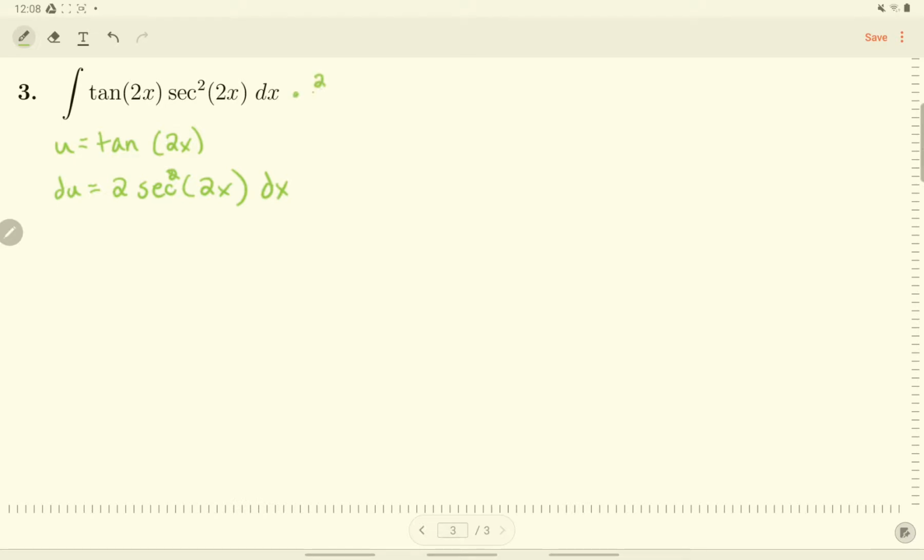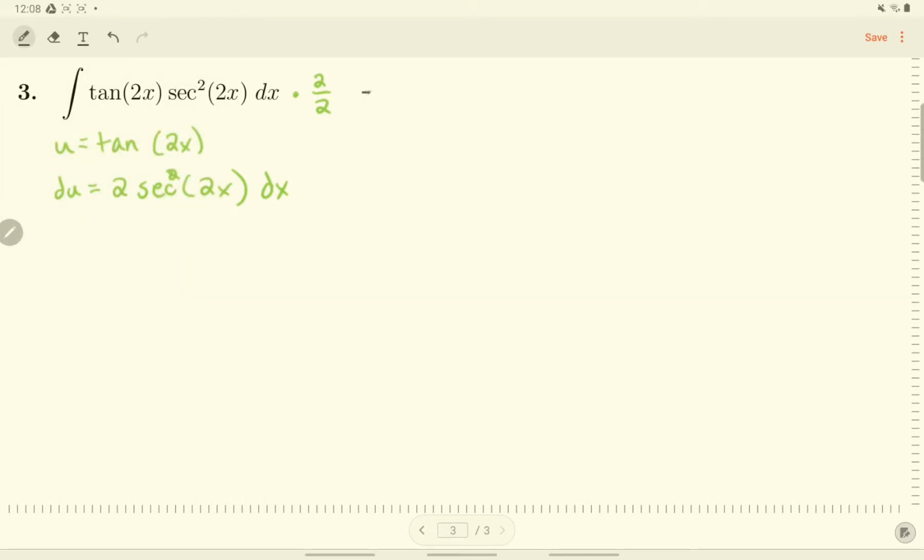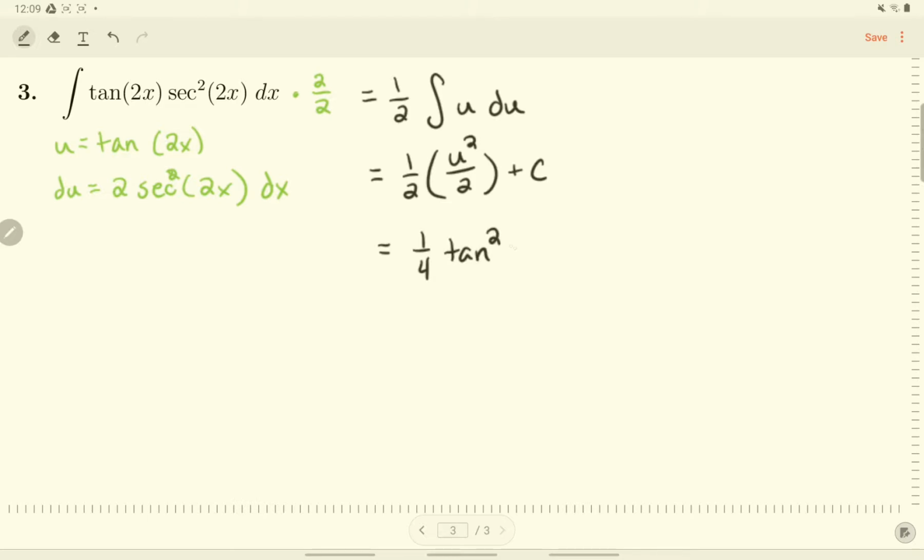So I have all the pieces I need, except I'm short that constant multiple of 2. So I'm going to get a 1/2 integral u du, right? The secant squared and the 2 from the numerator got used to create the du, to balance the du. All right, reverse power rule gives me 1/2 u squared over 2 plus c. Simplify and plug back in our original u, we get 1/4 tangent squared 2x plus c.